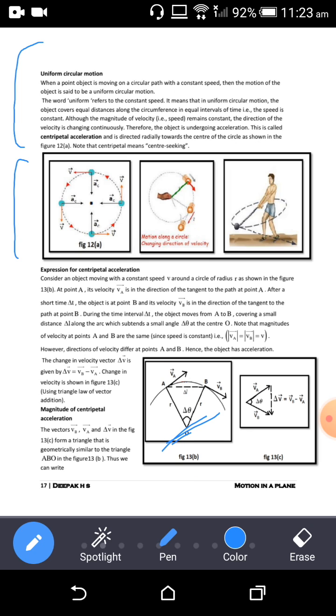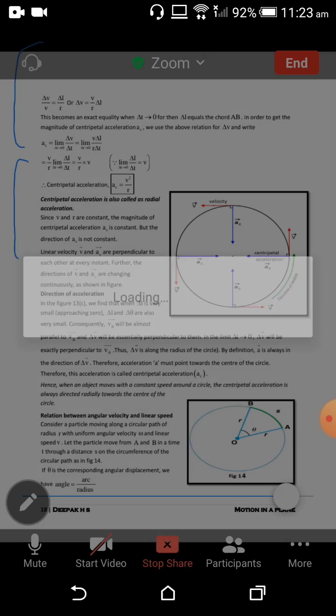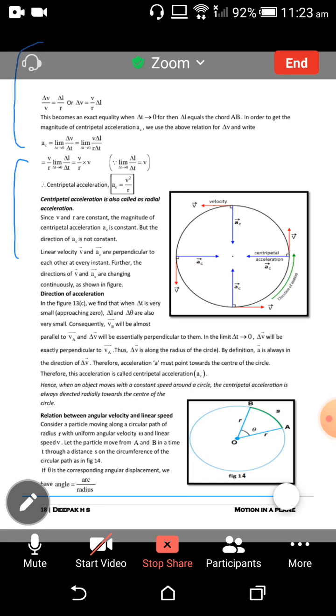R is the radius here, and delta L is a small distance covered. So you can write delta L by R, just comparing both the figures. Next, it can be written as delta V is equal to V by R into delta L. So the value of delta V is equal to V by R into delta L.